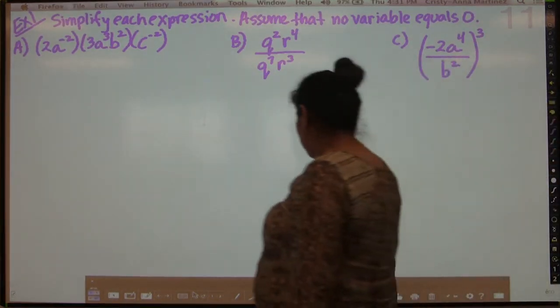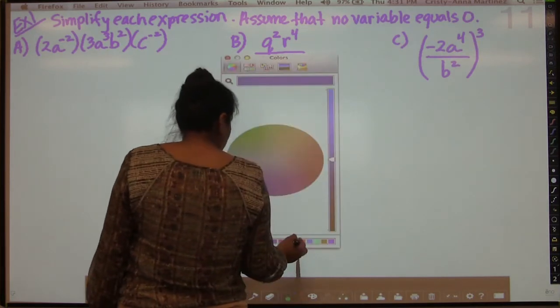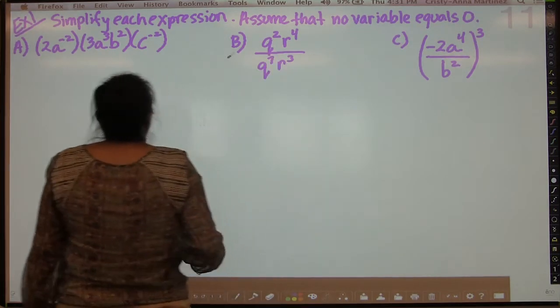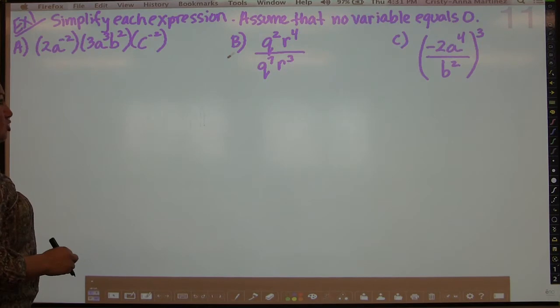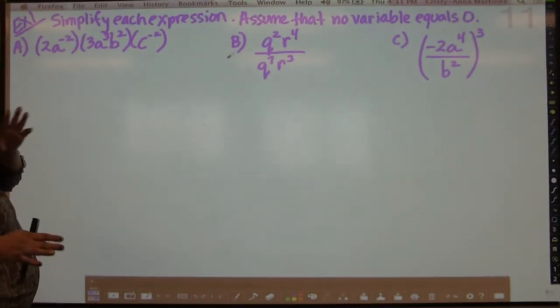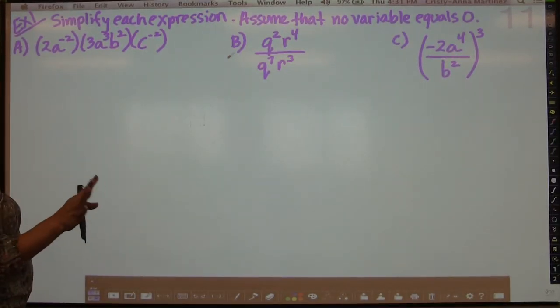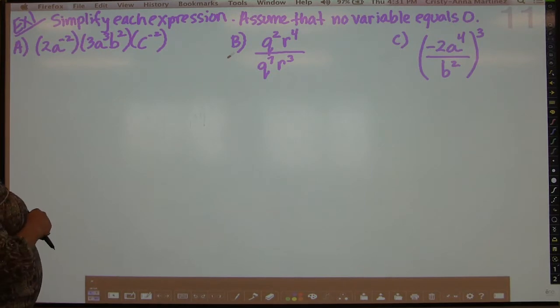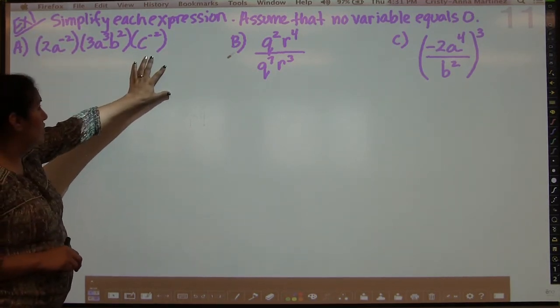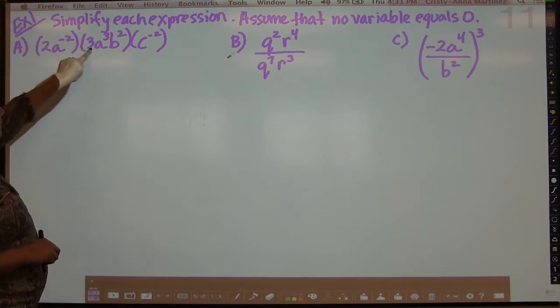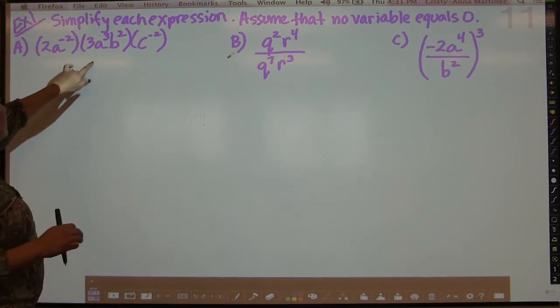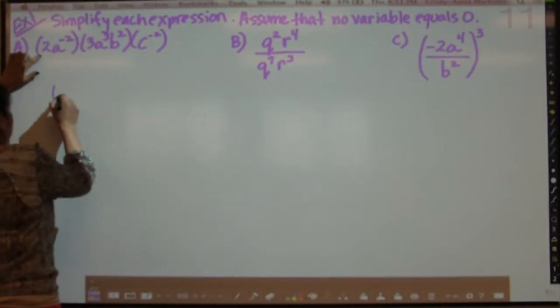The first thing we want to do is to simplify each expression. We're going to assume that none of the variables equal 0, because of course that would be a problem. So we want to make sure that we get that out of the way. None of our variables are 0, so we're going to go ahead. One of the things that students get mistaken sometimes is that they don't realize that all of this is straight multiplication. So when I see 2 times 3, I can go ahead and deal with that first, and that's just going to be 6.